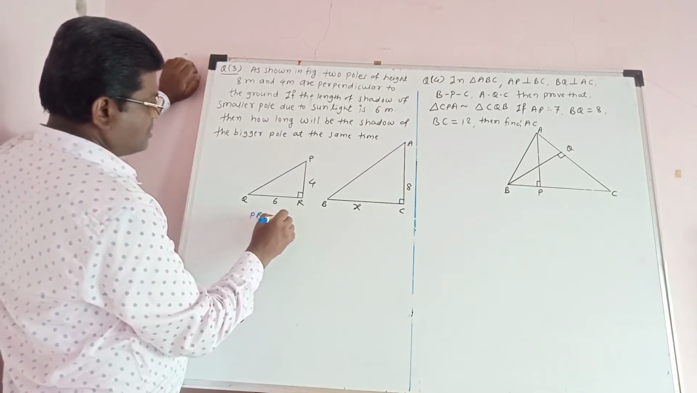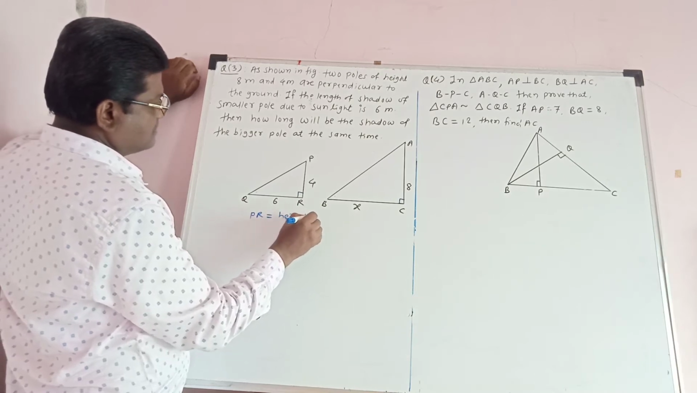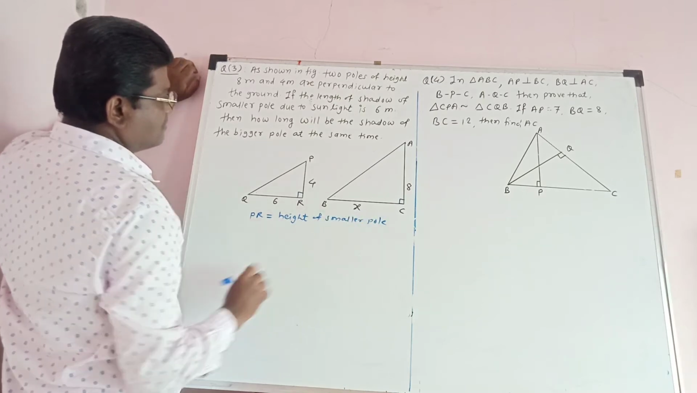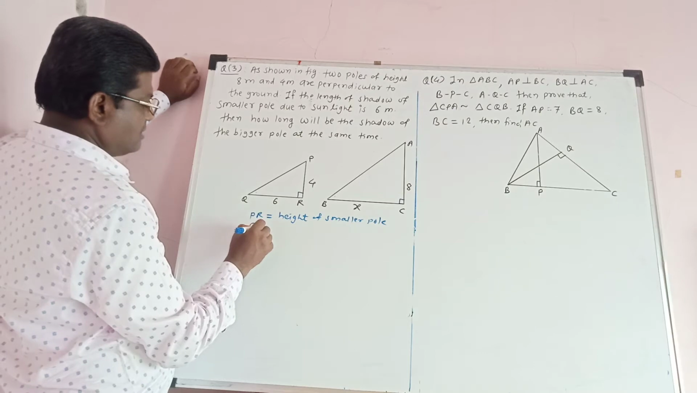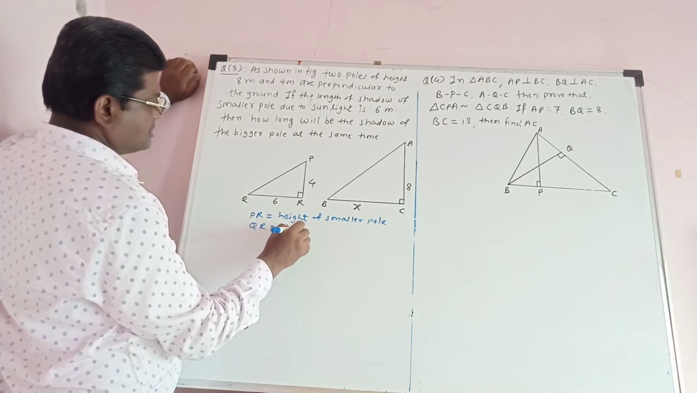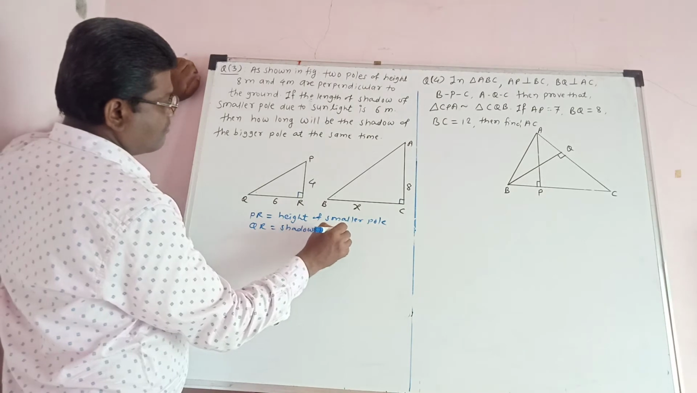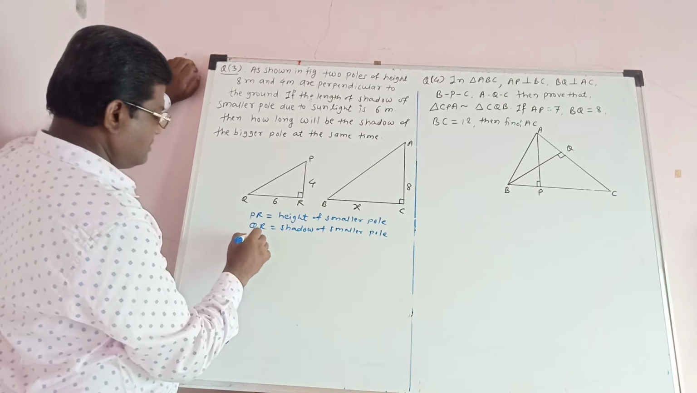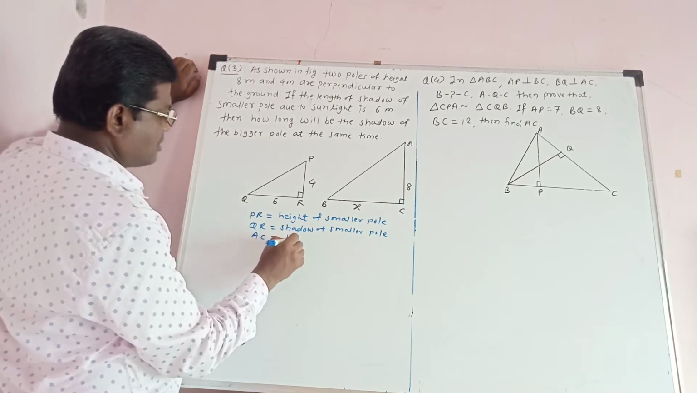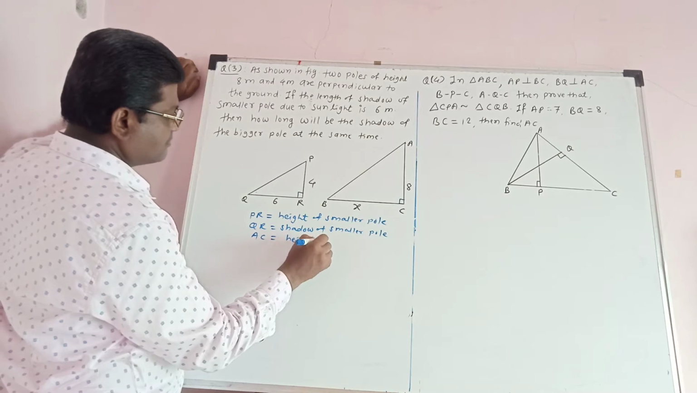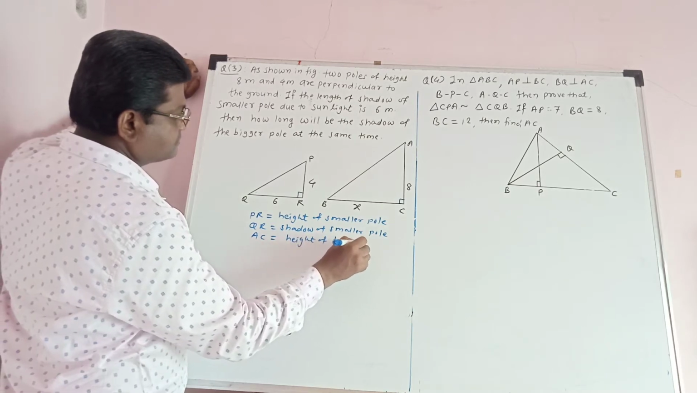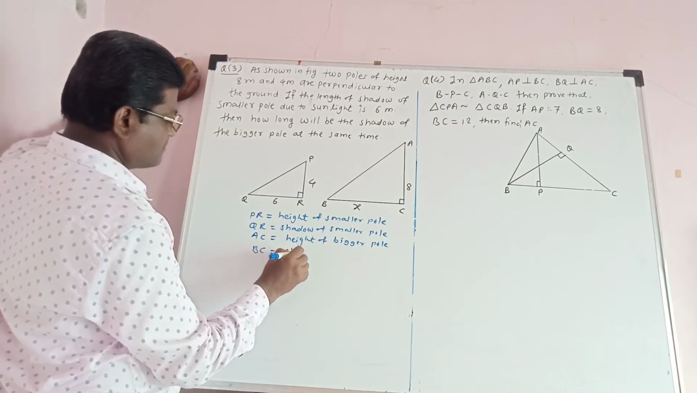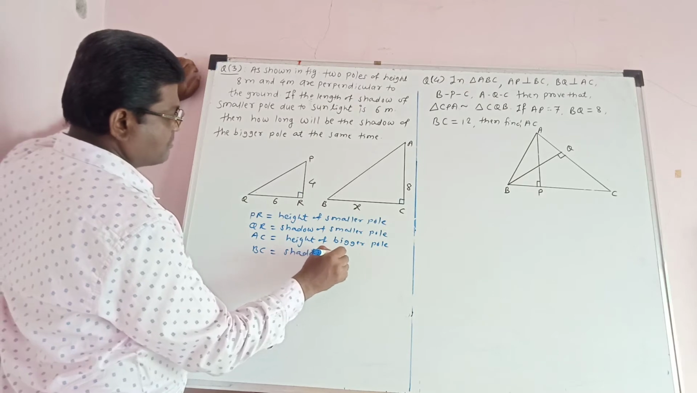PR is equal to height of smaller pole. QR is equal to shadow of smaller pole. AC is equal to height of bigger pole. BC is equal to shadow of bigger pole.